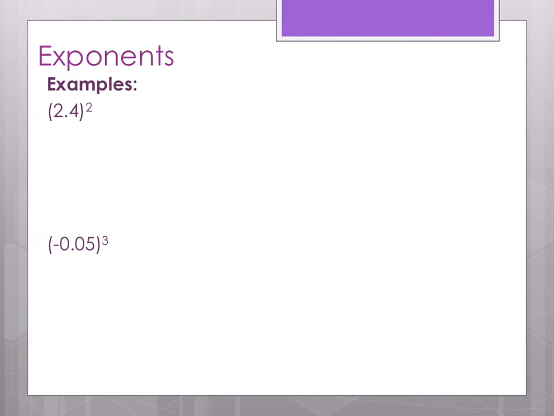Now on to some examples with exponents. Remember, the number inside here is what we call our base, and that's the number that we're multiplying multiple times. This number, the exponent, tells us how many times we multiply the base by itself. So I'll write out the expansion for this first example first. 2.4 to the second power is going to be 2.4 twice. So 2.4 times 2.4.